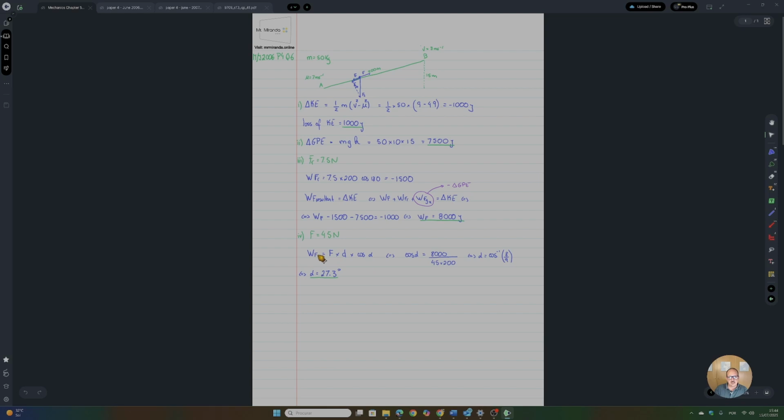You know this. This is 8,000. We just calculated. The force is 45. The displacement is 200. Okay, so just do cosine -1 of this result, and you have the angle. That's 27.3 degrees.